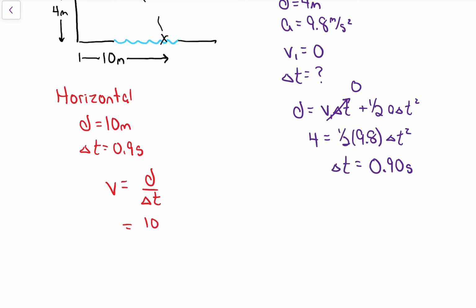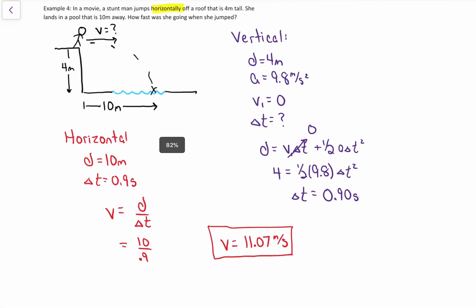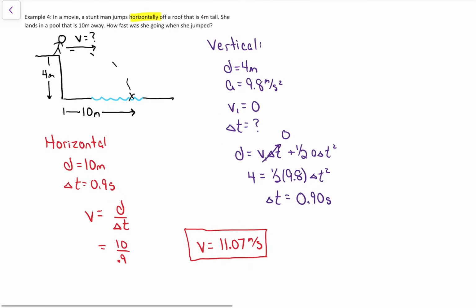We're going to take the 10 and divide by the 0.9. Within rounding, when I did it, I got a value of 11.07 meters per second. And that's probably an extra decimal for what we need, but for now, we'll just roll with it. 11.07 meters per second is how fast she jumped off at to hit the pool 10 meters away.